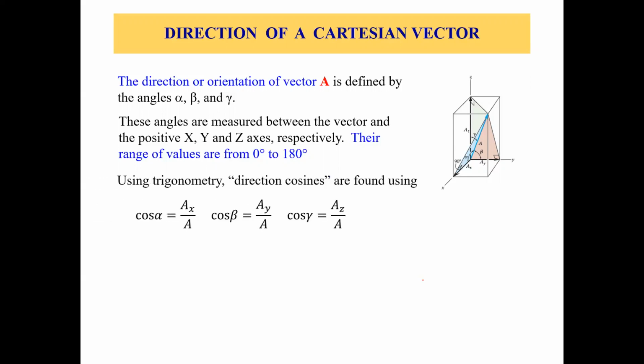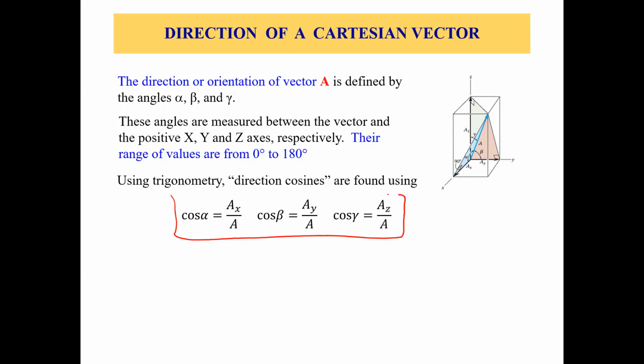All right. So using trigonometry, direction cosines are found using this, right? We know we have done geometry and trigonometry, right? So cos alpha equals ax divided by a. Cos beta is ay over a. Cos gamma is az over a, right? If you just do the geometry, you can find out these direction cosines.